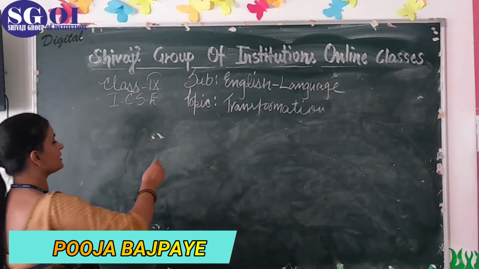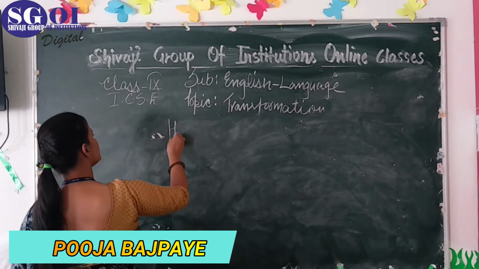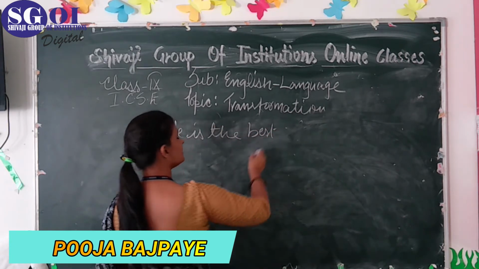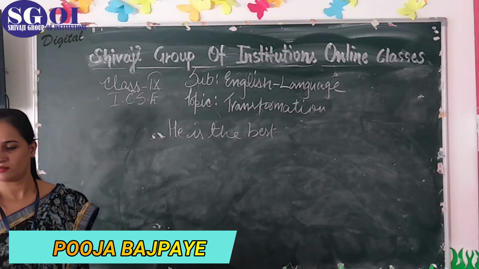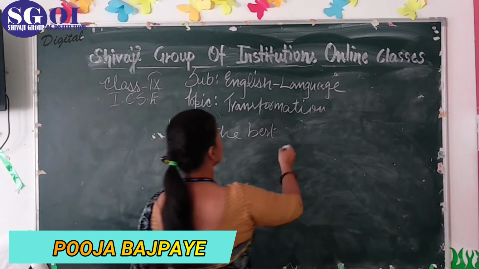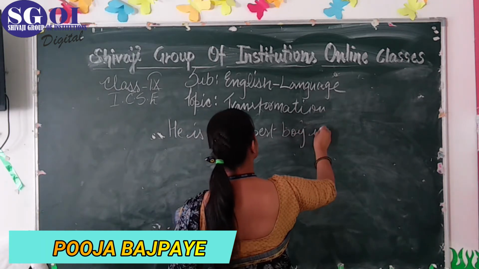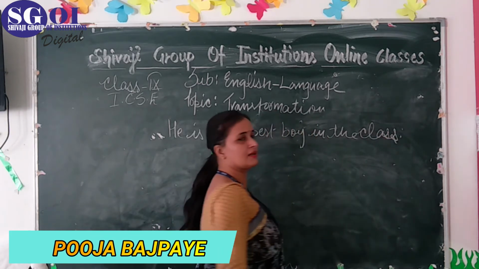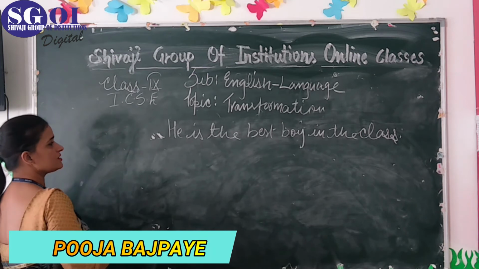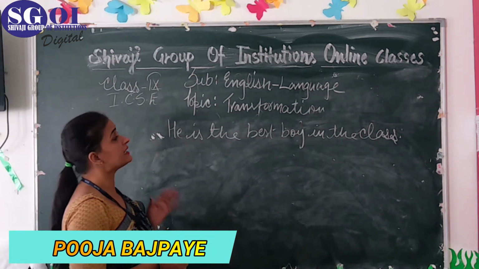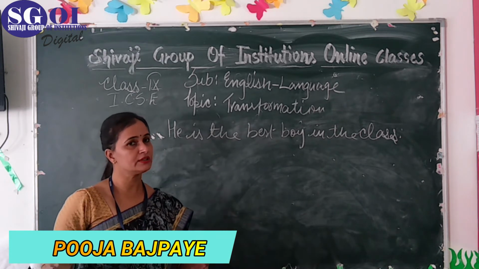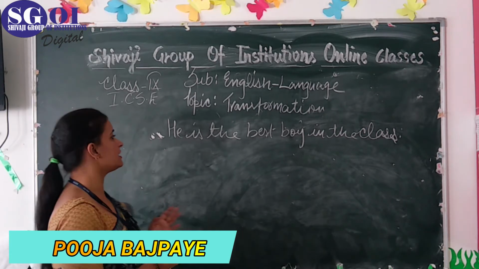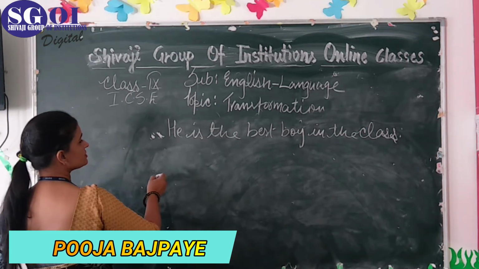Okay, the first sentence before you: he is the best boy in the class. How will you change it? Whenever it is said that he is the best boy, it means in the whole class only one student is best. So how can you change the sentence?